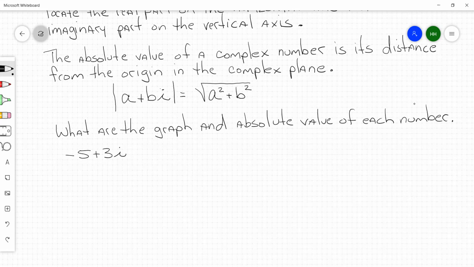All right, so here's how this works. If you have to graph this and find the absolute value of it, the first thing we do is we draw a coordinate plane. The horizontal axis represents your real numbers, or the real portion of this complex. So we go out here to -5.